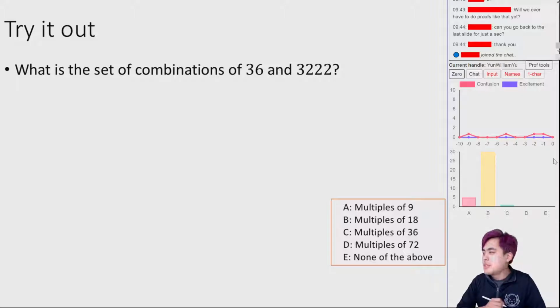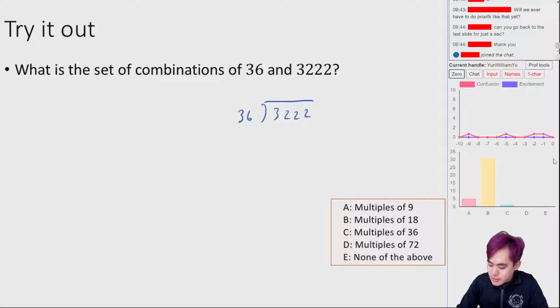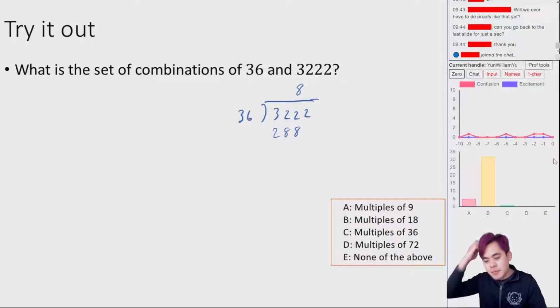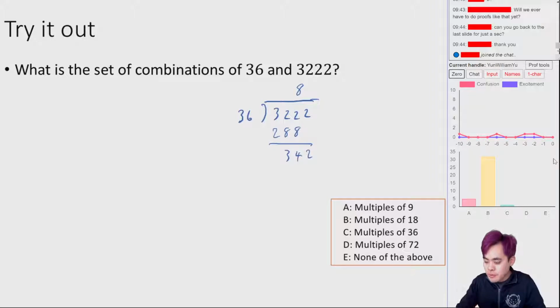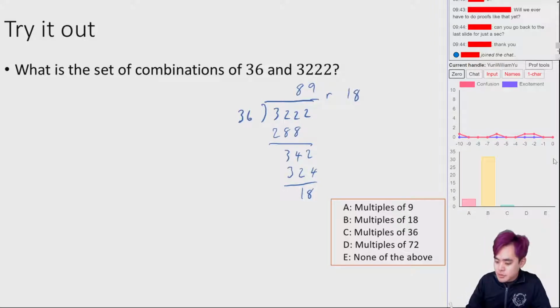So what's a combination of 36 and 3222? Well, what we want to do is divide, right? So let's say we want to divide 3222 by 36. Let's say that's an 8 there, but that gives us 288. So you should actually do this. 36 times 8 is 288. Subtract that out, you get 334. Carry the 2 down, and then the biggest multiple that divides in is 9, so 324, and the remainder is 18. And so what this means is that 3,222 is equal to 36 times 89 plus 18.